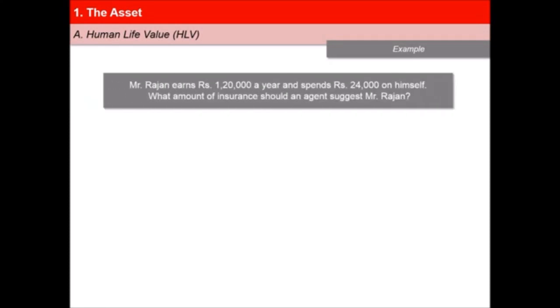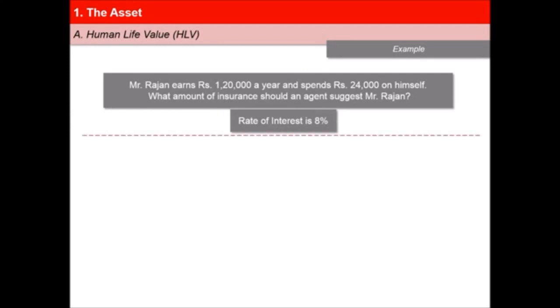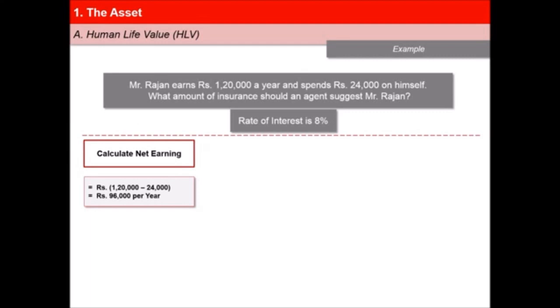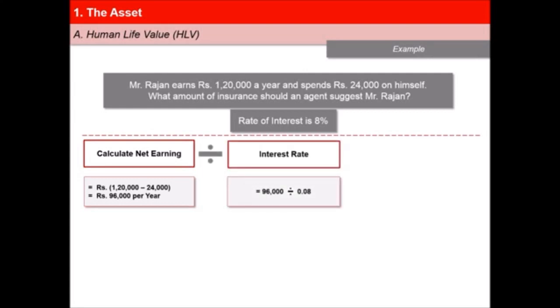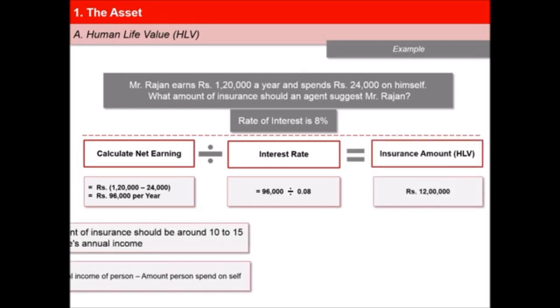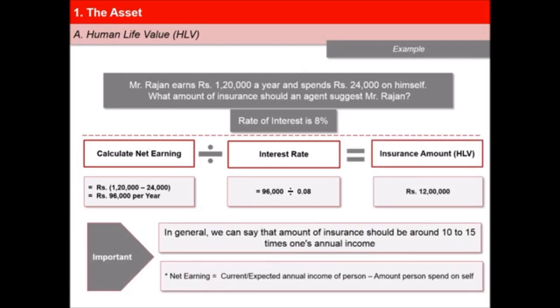Mr. Rajan earns Rs 1,20,000 a year and spends Rs 24,000 on himself. What amount of insurance should an agent suggest to Mr. Rajan when the rate of interest is 8%? We know that the annual income is the amount earned minus the amount spent, which in this case is 1,20,000 minus 24,000, which equals 96,000, which is the net earning. Now we divide it with the interest rate that can be earned, which is 8%. In general, we can say that the amount of insurance should be around 10 to 15 times one's annual income.